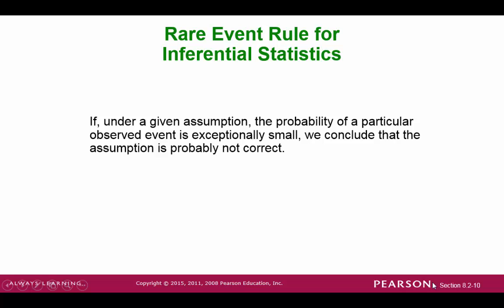We've had this rare event rule introduced to us earlier on. Let's take a look at it again. If, under a given assumption, the probability of a particular observed event is exceptionally small, we conclude that the assumption is probably not correct. And in these cases, we would reject our given null hypothesis. Let's take a look at what a null hypothesis is.